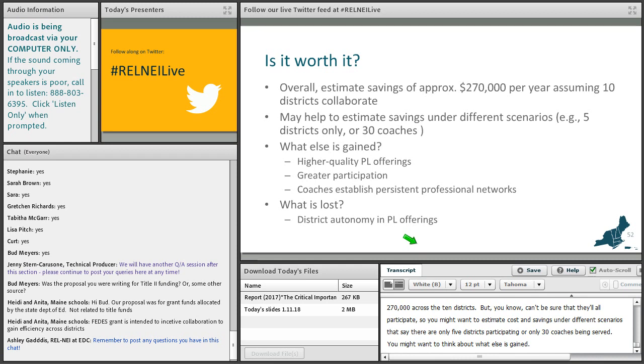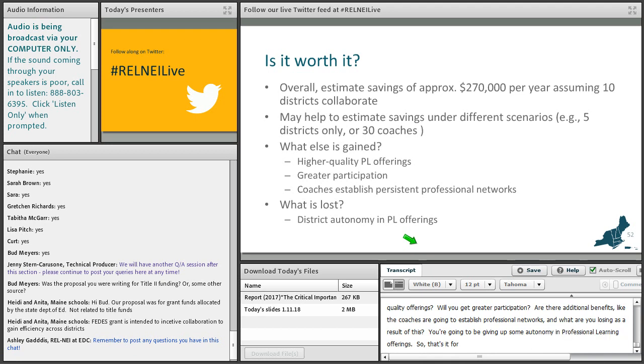Are you going to be able to deliver higher quality offerings? Will you get greater participation? Are there additional benefits, like the coaches are going to establish persistent professional networks? And what are you losing as a result of this? You're going to be giving up some autonomy in professional learning offerings.